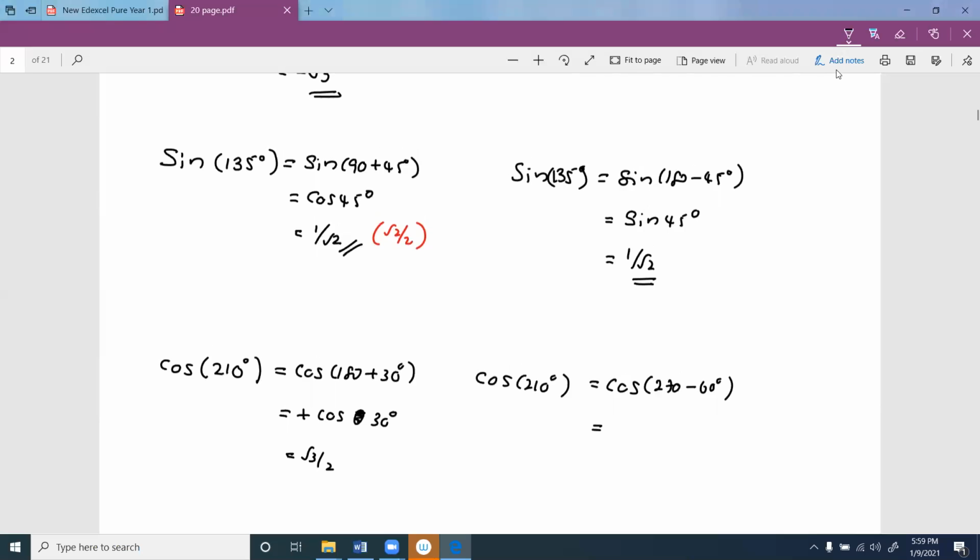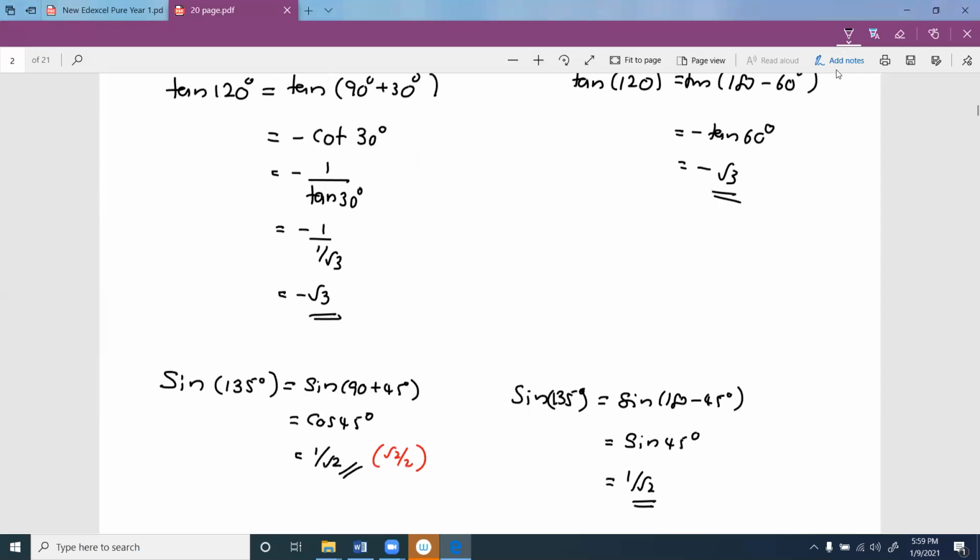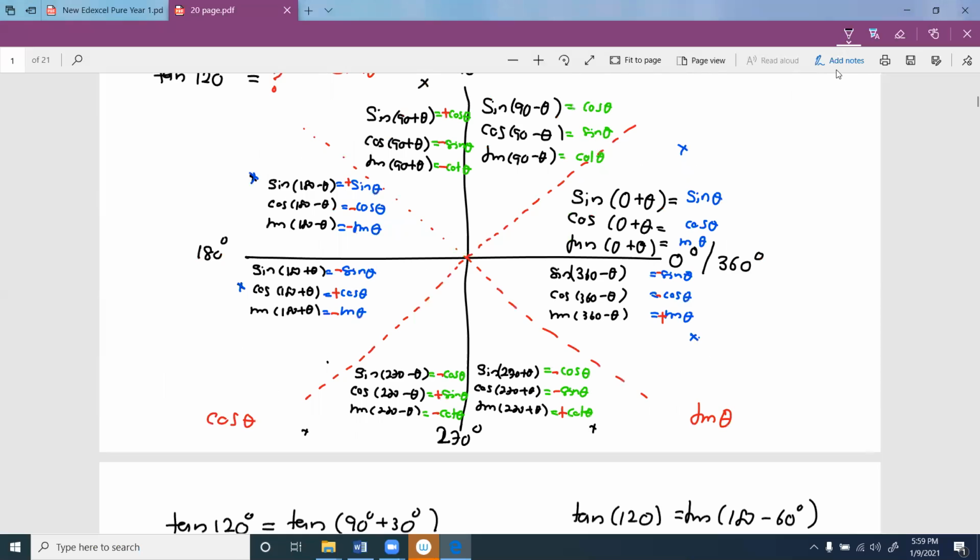I made a mistake here, sorry. This is not cos, this should be tan. Please correct it. And this is the cos one. This is cos theta, so this should be minus. This was my mistake, sorry. Just these two should be changed. Just do the corrections over here.